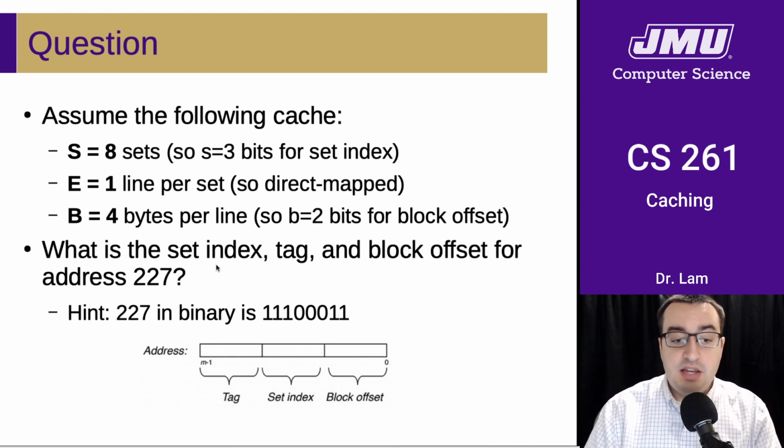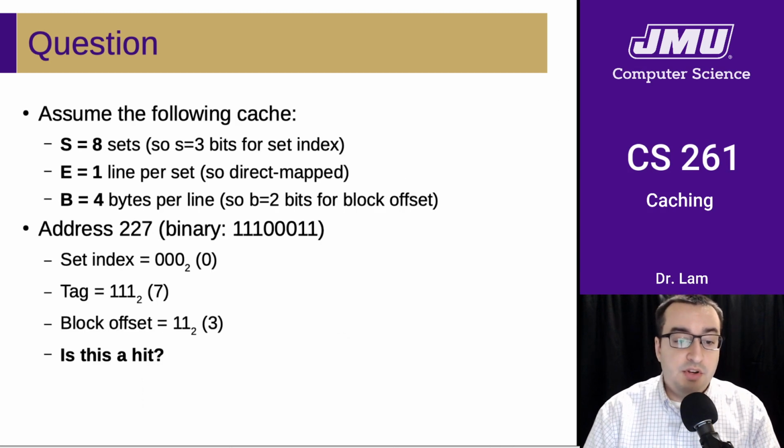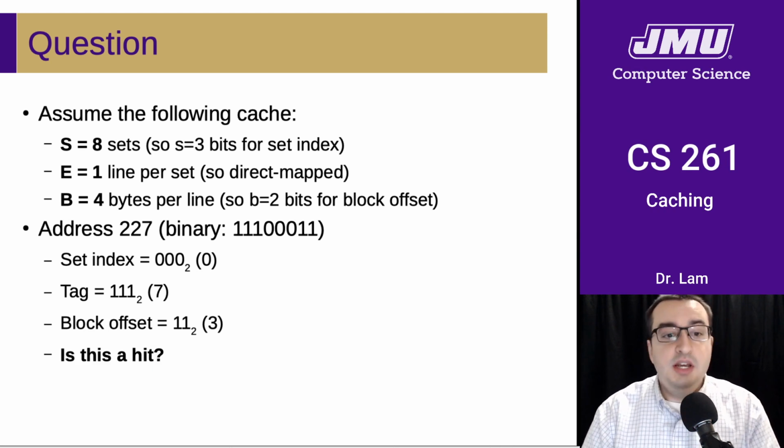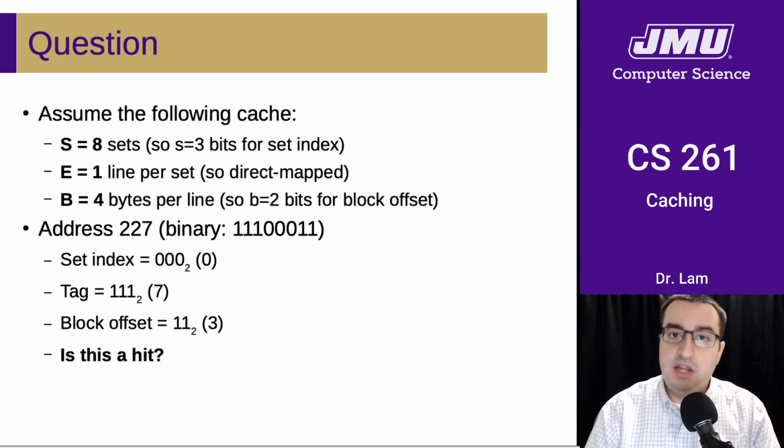So our set index is going to be 0 because it's these 3 middle digits right here. The tag is going to be these 3 higher order digits. So that's going to be 111 in binary, which is 7 decimal. And then the block offset is going to be these first 2 bits again, which are the 2 ones, which is 3 in decimal. So since we've determined what all those quantities are, you should look at your lab sheet and see if you can determine whether this is a hit.